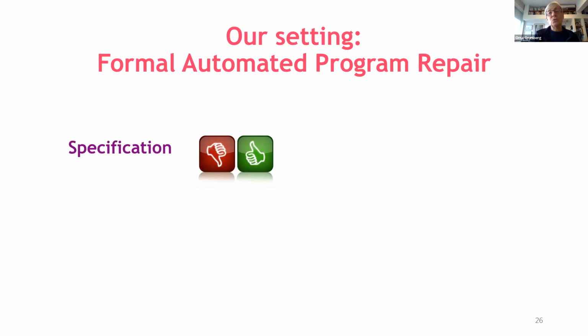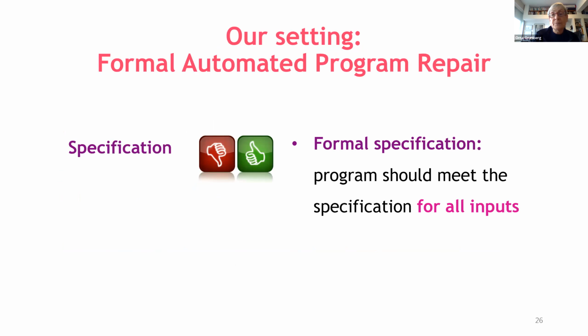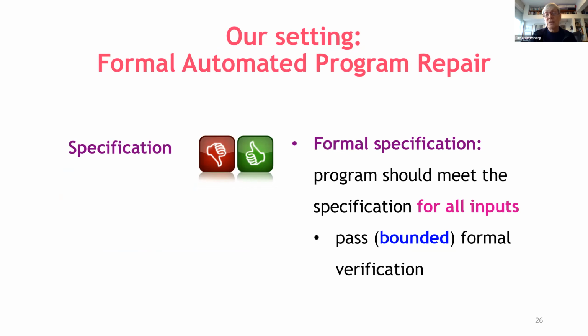Since we are going to do formal automated program repair, we will have a specification. And a formal specification is such that the program should meet the specification for all inputs. And we are going to use the type of verification which is bounded, meaning that we guarantee the correctness of the program execution, which, for instance, passes through a loop only a bounded number of times.